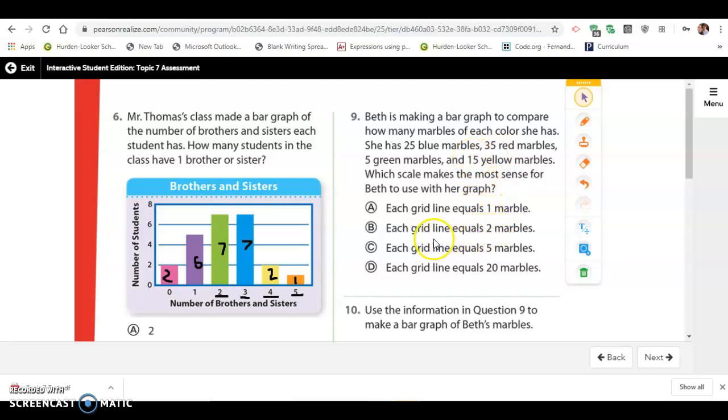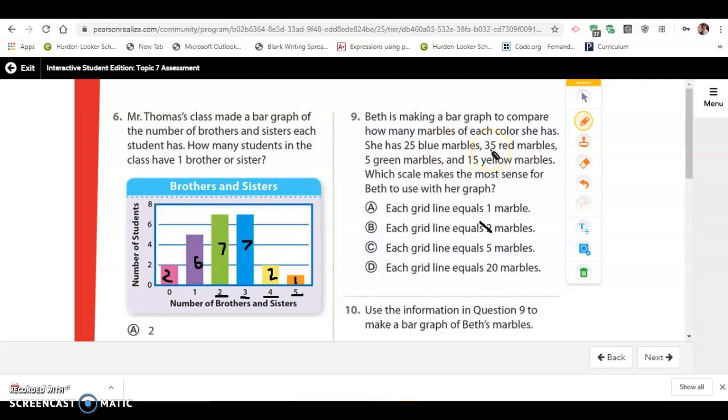Now let's check the rest of the numbers. 2. Can I do 2 times anything to give 25? No, because 25 is an odd number and 2 is an even number, so I can't count by 2s to get to 25. So 2 does not work. Can I count by 5s to get to these numbers? So if I count by 5s, I can get to 25. 5, 10, 15, 20, 25.